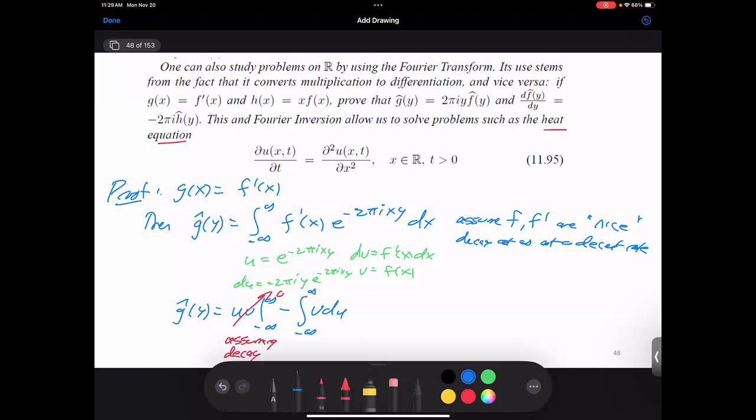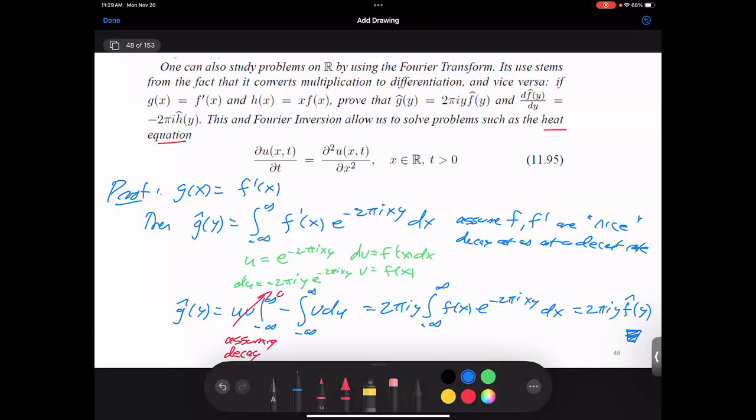And now for what's left over, oh good, the minus sign is going to be reinforced with the minus sign there. We have a 2 pi i y. Well, that has no x dependence. We can pull that outside the integral. And we're left with the integral from minus infinity to infinity of f of x e to the negative 2 pi i xy dx, which is just 2 pi i y f hat of y. And so here's the proof that the Fourier transform of the derivative is just multiplication of the Fourier transform.